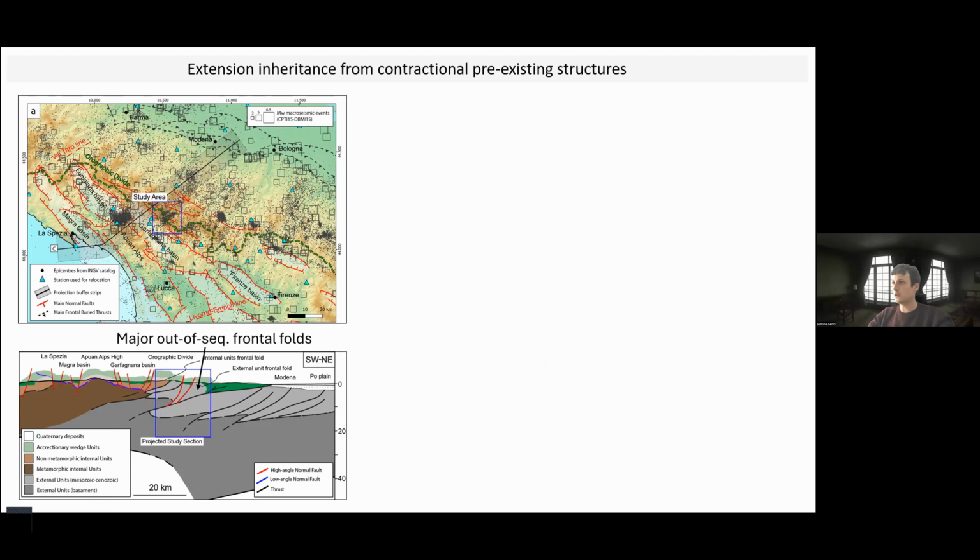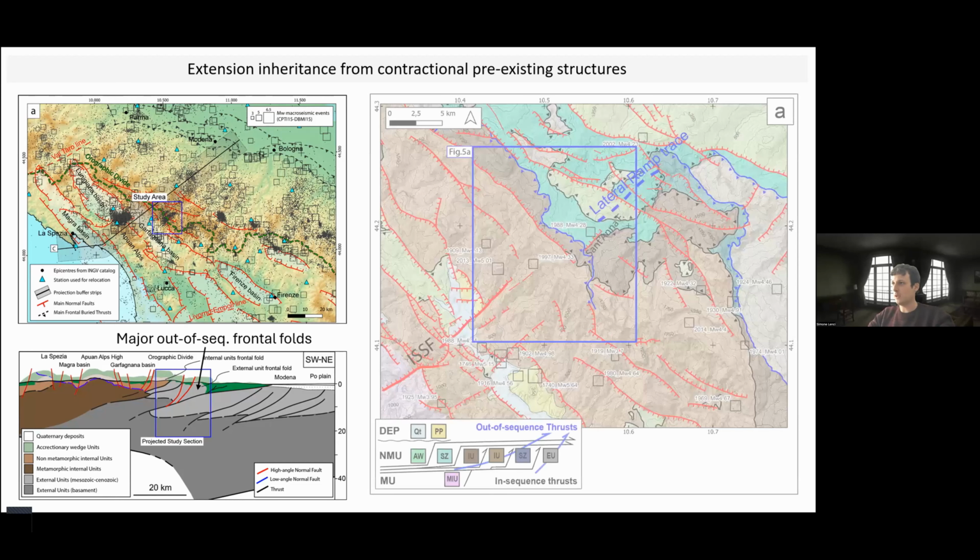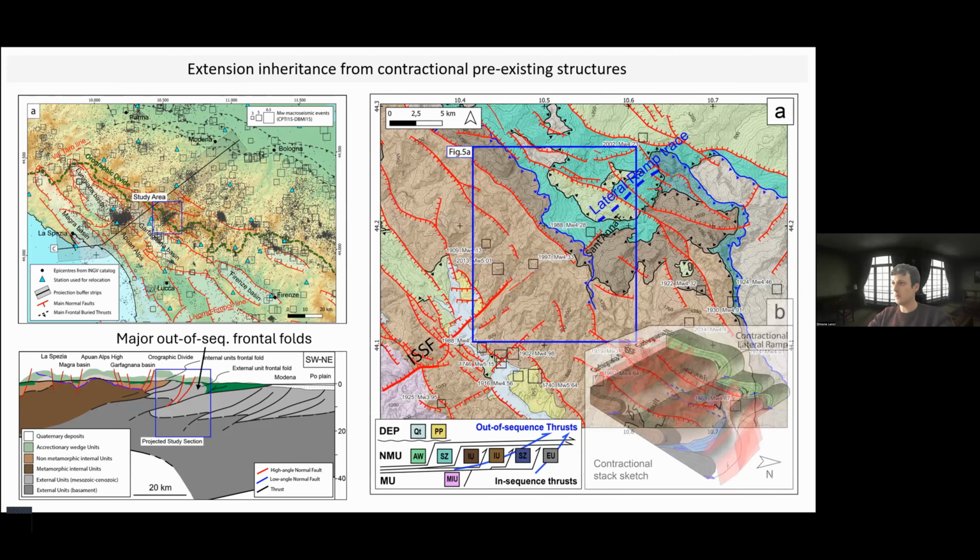So shortening also accommodates through highly oblique ramps that allow the lateral transfer between the thrust sheets. And northeast of the Sant'Anna area, there's one of these major lateral ramps. Here I put a sketch to better visualize where the ramp locates. And this locates on the western flank of a continental thrust sheet that has advanced laterally for several kilometers.